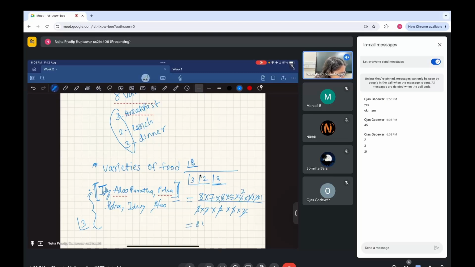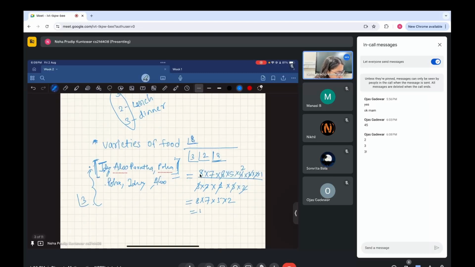So this is 8 into 7 into 5 into 2, which turns out to be 560. So this is what you're getting. Okay. So is this fine with everyone? If there are any questions, okay, good.